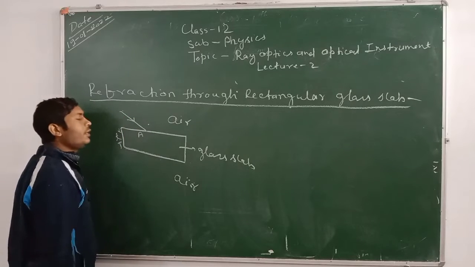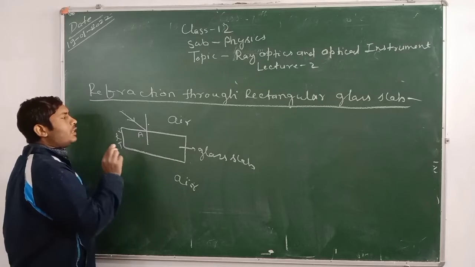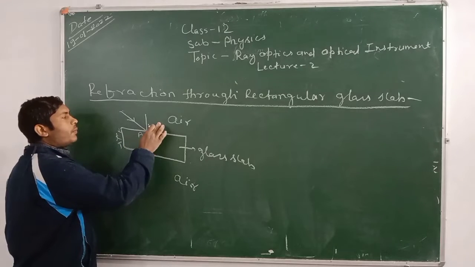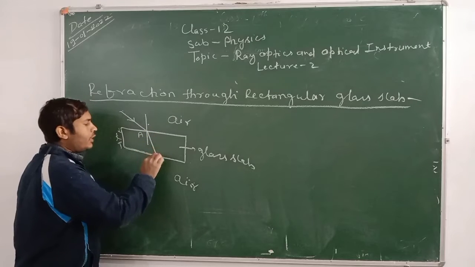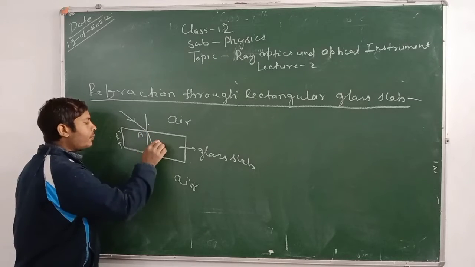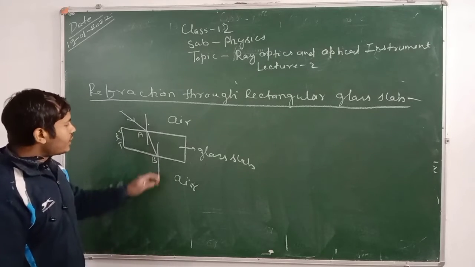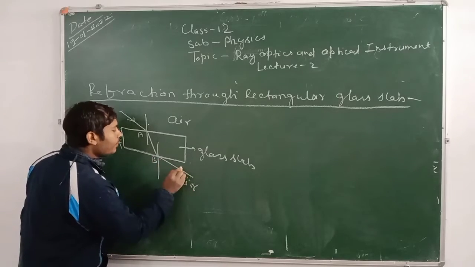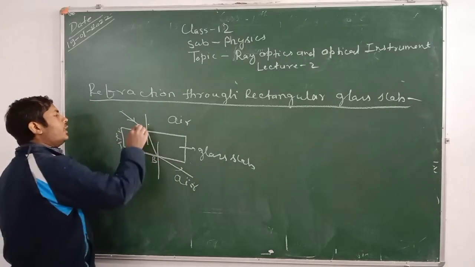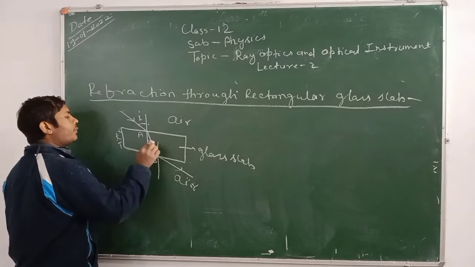So it is the incident ray. At point A, it is the normal. Since in this case light is coming from a rarer medium to a denser medium, it will bend towards the normal. And again, it is incident at point B on the second surface. When it is coming from glass to the rarer medium, the ray will deviate away from the normal. It is the incident angle I and it is the angle of refraction R.